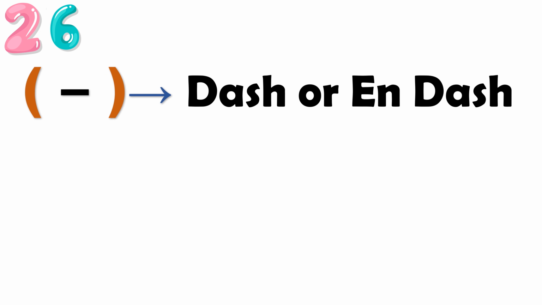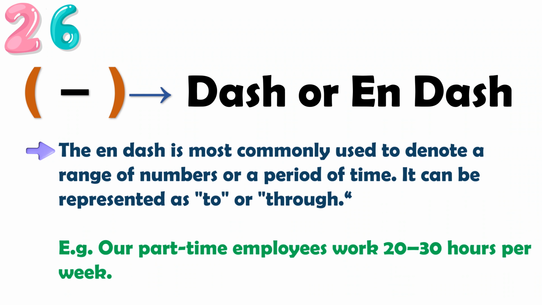Dash or en dash. The dash or en dash is most commonly used to denote a range of numbers or a period of time. It can be represented as a "to" or a "through". For example, our part-time employees work 20–30 hours per week.